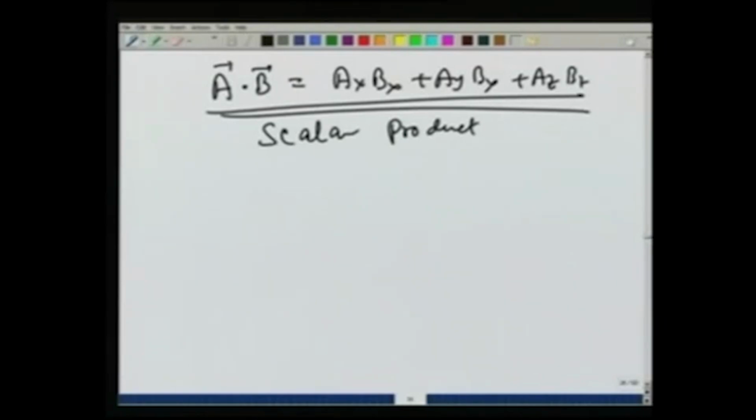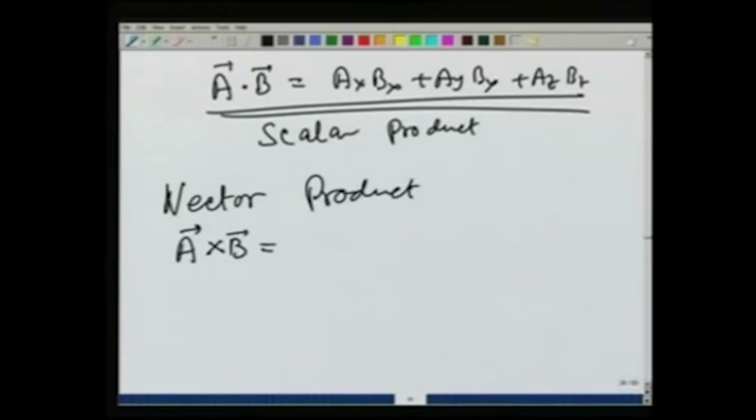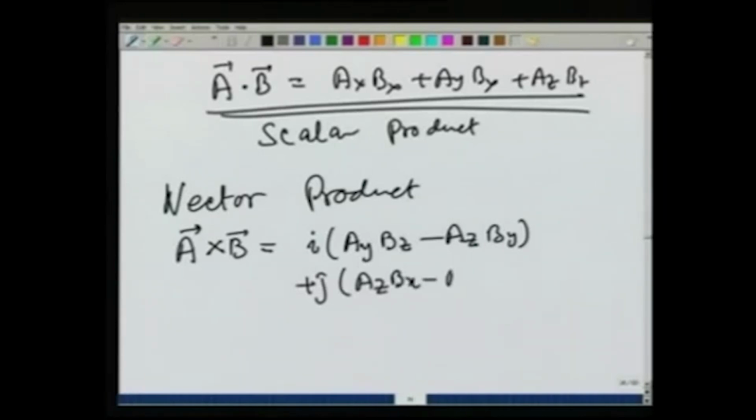Similarly, the other quantity that we define is the vector product, in which case A cross B is given as i times the x component, which is ay bz minus az by, plus j times the y component, which is az bx minus ax bz, plus k times the z component, which is ax by minus ay bx.